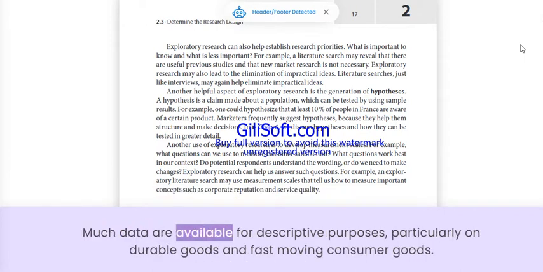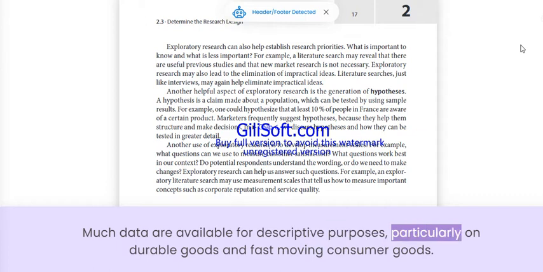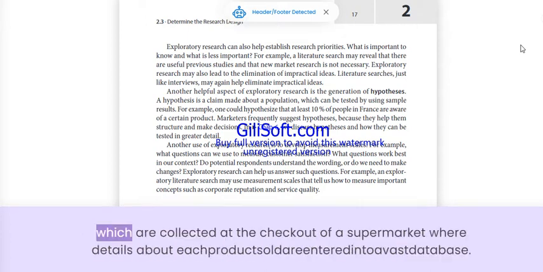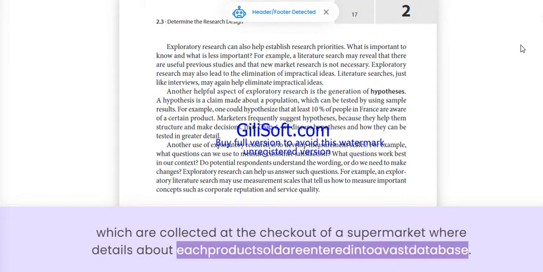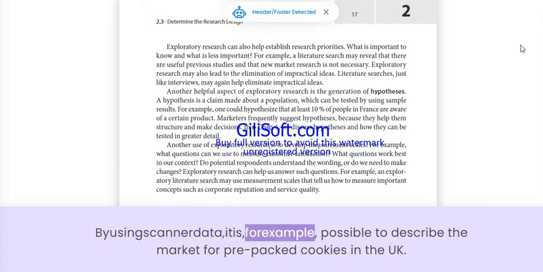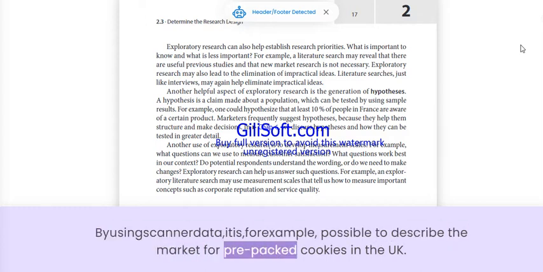Much data are available for descriptive purposes, particularly on durable goods and fast-moving consumer goods. One source of such data is scanner data, which are collected at the checkout of a supermarket, where details about each product sold are entered into a database. By using scanner data, it is, for example, possible to describe the market for pre-packed cookies in the UK.